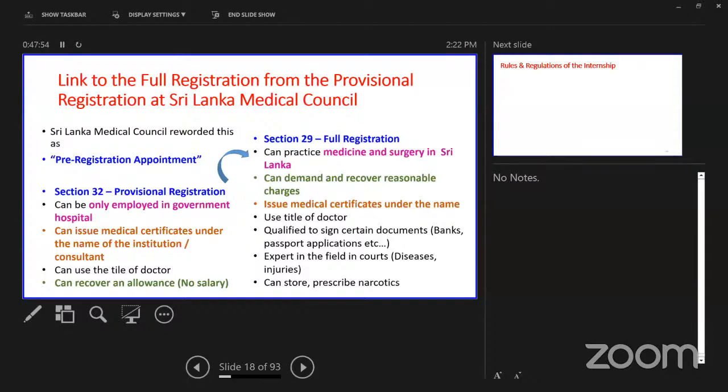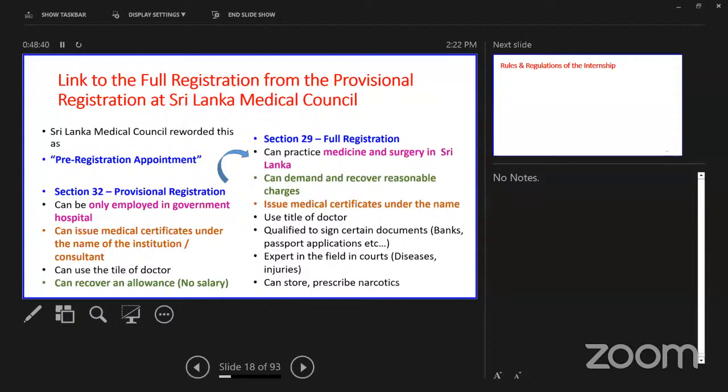Earlier you could only issue medical certificates under the name of the consultant or the institution. Now you can issue medical certificates under your own name. Similarly, you can use the title of a doctor, and you get certain other privileges with full registration. You qualify to sign certain documents for banks, passport applications. So you are now recognized as a professional in Sri Lanka, an expert in the field in relation to diseases and injuries, and at the same time you can store and prescribe narcotics. So this is the difference between being an intern and a fully fledged medical officer with full registration under the Sri Lanka Medical Ordinance.